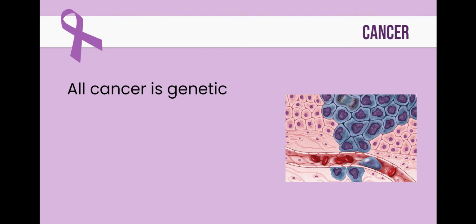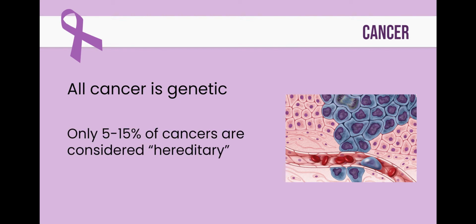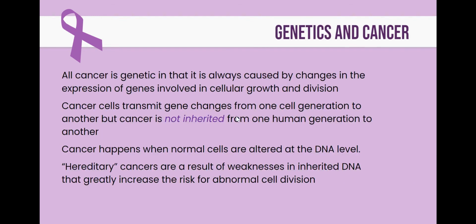All cancer is genetic. Interesting statement. But only 5 to 15% of cancers are considered hereditary. So what does that mean for us? It means that all cancer is genetic and that it's always caused by changes in the expression of genes, those oncogenes, suppressor genes, and DNA repair genes. Please remember those. We'll talk about them in more detail throughout this presentation, but those are the three types of genes that are most often implicated in cancers. All cancer is caused by changes in the expression of those genes.